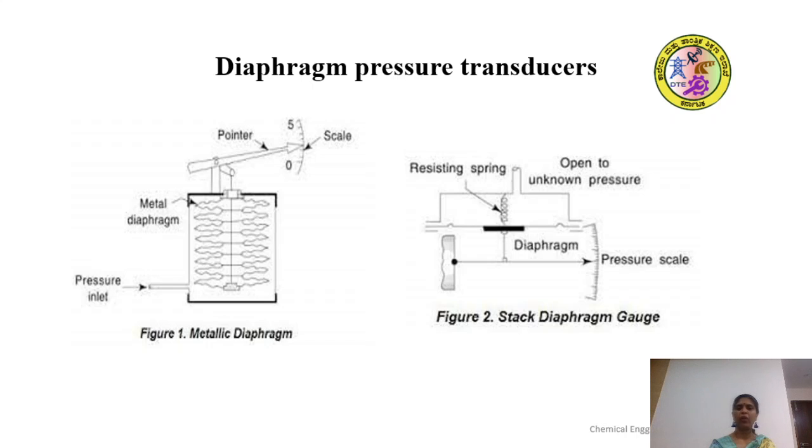Now we have an idea what a diaphragm is. Looking at the diagram, you can observe a case with a metal diaphragm. On one side, the left side of the metallic diaphragm equipment, you admit the pressure you have to measure. One end is free to move, and the other end is fixed to the pointer with a pin and pinion arrangement attached to the diaphragm material. The pointer moves onto the scale, which is calibrated in terms of pressure.